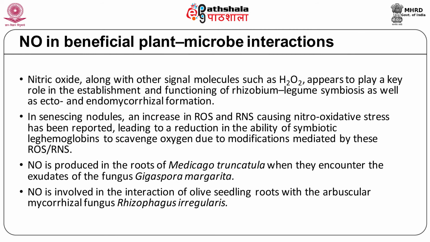Along with various other signaling molecules like H2O2, nitric oxide plays a key role in the establishment and functioning of rhizobium legume symbiosis as well as mycorrhizal formation, both ecto and endo. In the senescing nodules, an increase in ROS and RNS, that is reactive nitrogen species, causing nitro-oxidative stress has been reported, which leads to a reduction in the ability of the symbiotic leghemoglobins to scavenge oxygen due to modifications mediated by these reactive species. Nitric oxide is produced in the roots of Medicago truncatula when they encounter the exudates of the fungus Gigaspora margarita. Nitric oxide is also involved in the interaction of olive seedling roots with the arbuscular mycorrhizal fungus Rhizophagus irregularis.